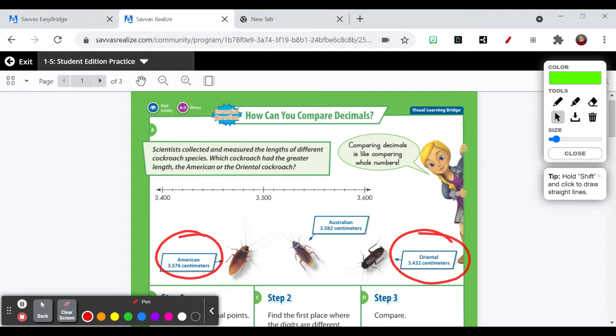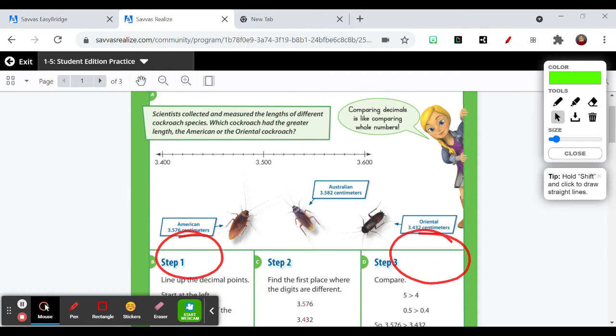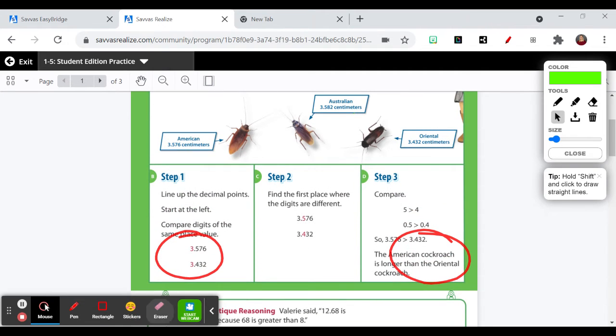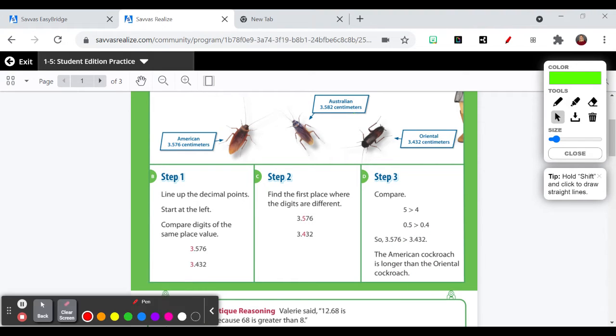So we want to first start by scrolling down a little bit to line up your decimal points. We see that on the left side of the decimal, we have a 3 in the ones place for both of these numbers. Then we're going to look at the first digit where they are different. We see a 5 and a 4 highlighted here in the tenths place.